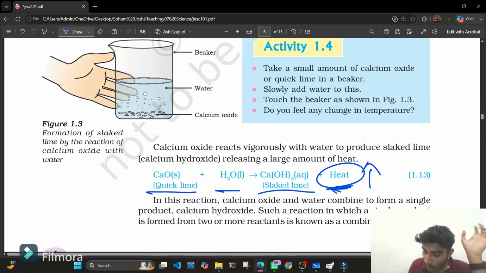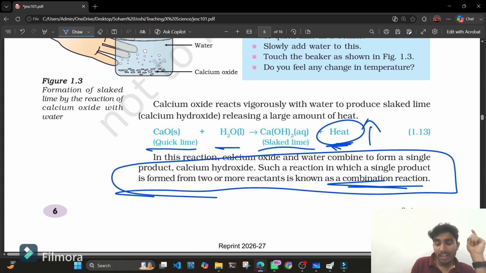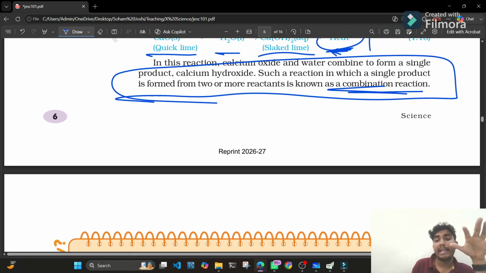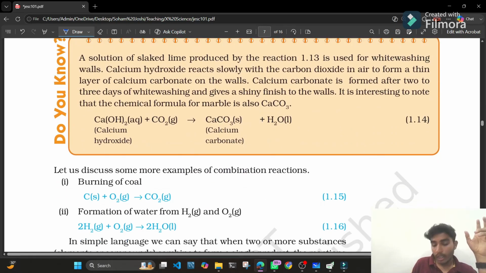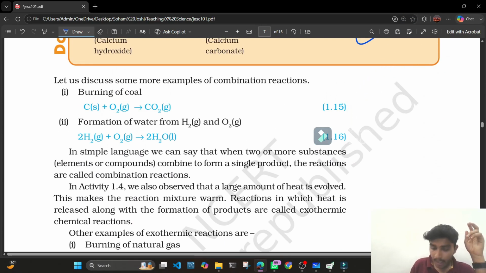Okay. So when two or more reactants react together to form a single product, this type of reaction is called a combination reaction. Here we can see that calcium oxide and water combine to form a single product, calcium hydroxide. Such a reaction in which a single product is formed from two or more reactants is known as a combination reaction. I hope this is clear. You must remember that calcium oxide is called quicklime and calcium hydroxide is called slaked lime. Okay, cool. I'll suggest you go through this fact once. Do you know?